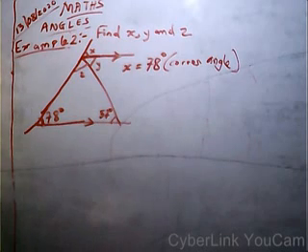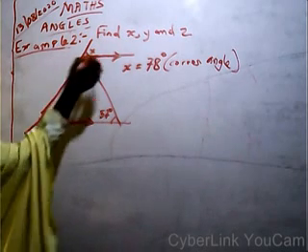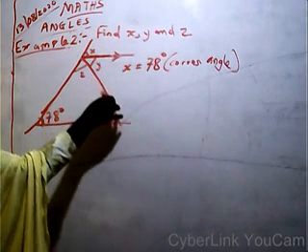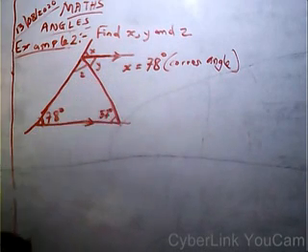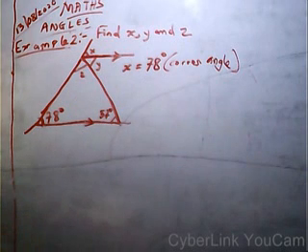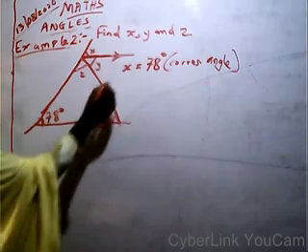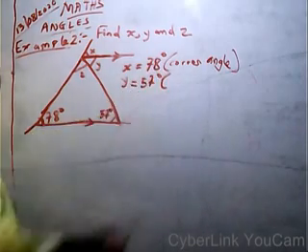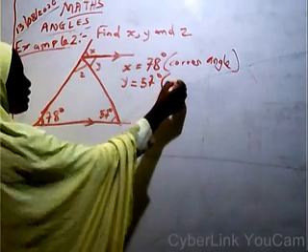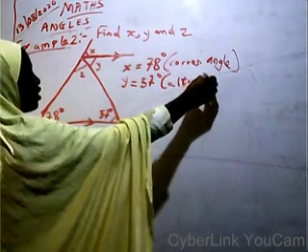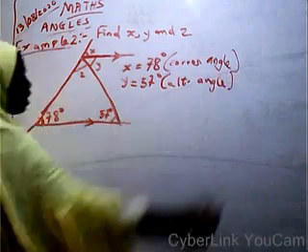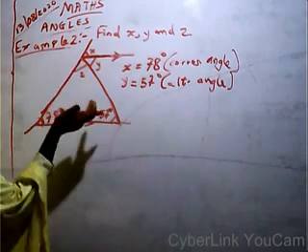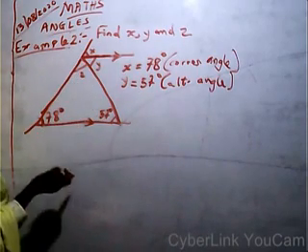Now what about my Y? Look at this shape. It looks like what? Letter Z. Shape Z. Therefore my Y is equal to 57 degrees. What is my reason? Alternate angle. I've gotten my X, I've gotten my Y.